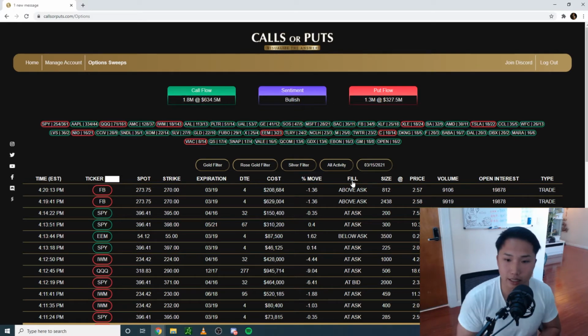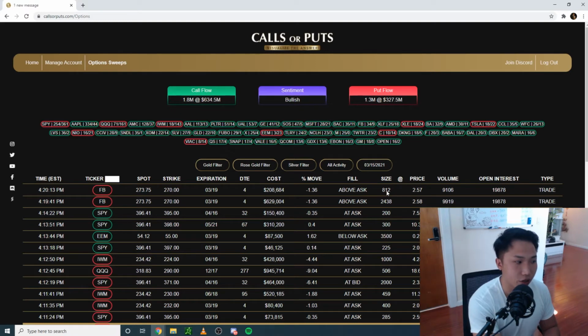The fill is whether it was filled above ask, at the ask, below ask, or whatever, meaning whether this person went more aggressive or less aggressive. If they pressed to fill it above the ask, that means they want to execute the trade as soon as possible, or did they do it at or below the ask, etc. Size is the amount of contracts that they took at that price.